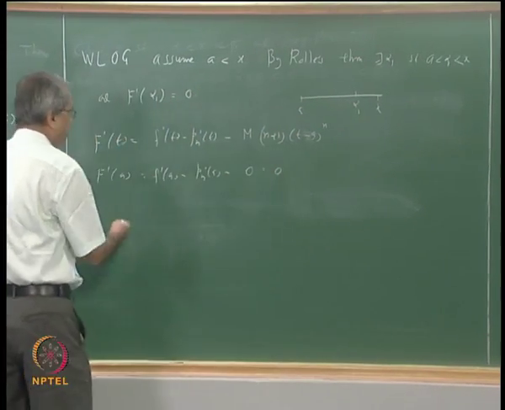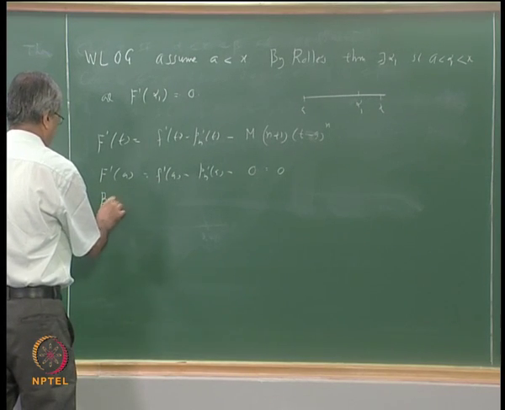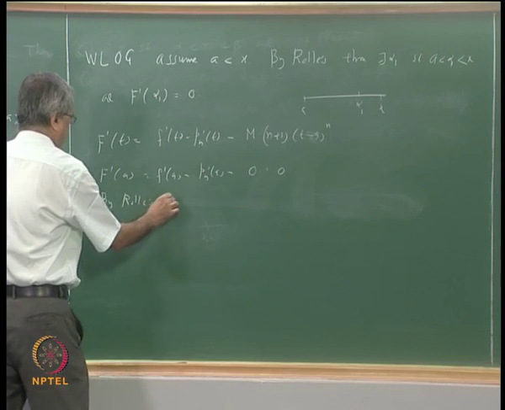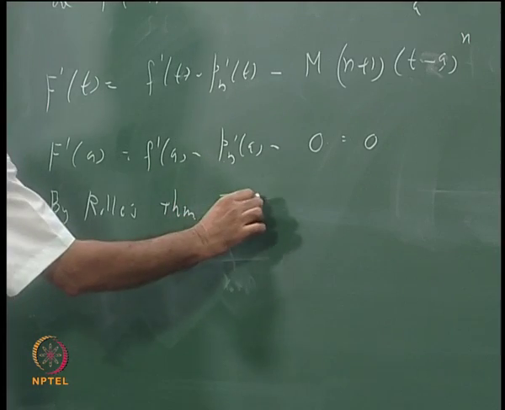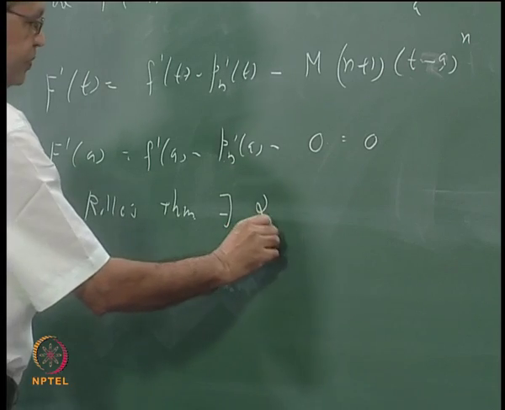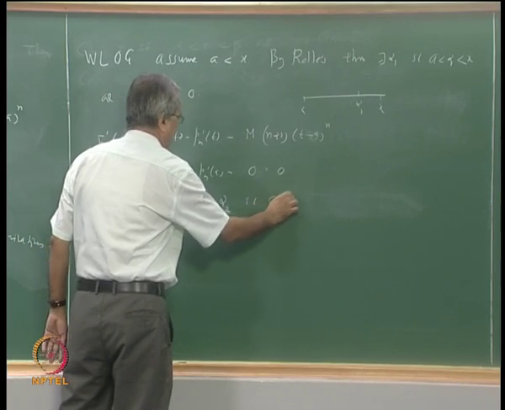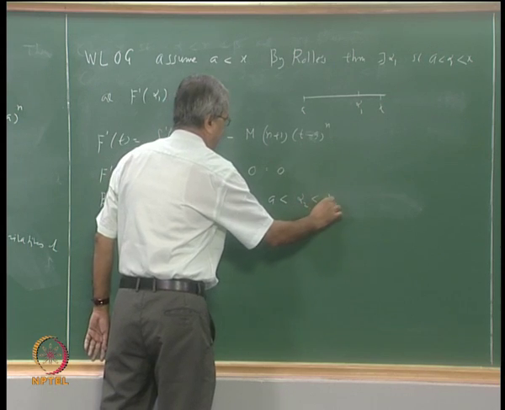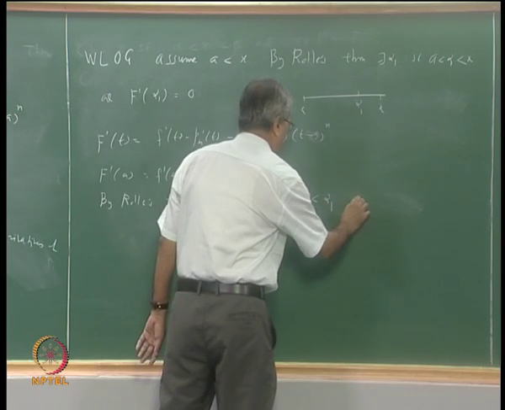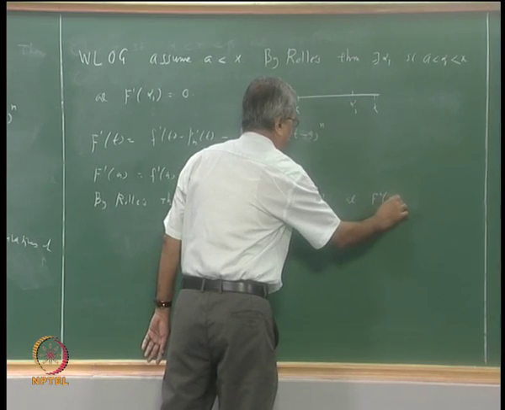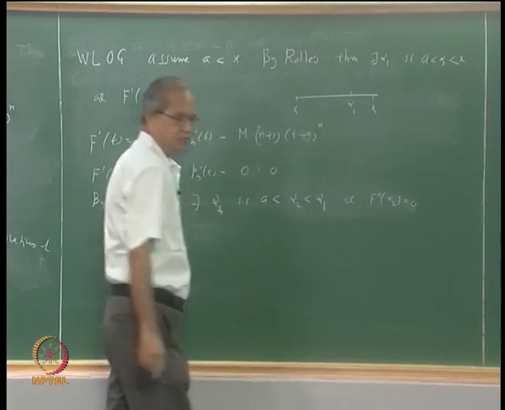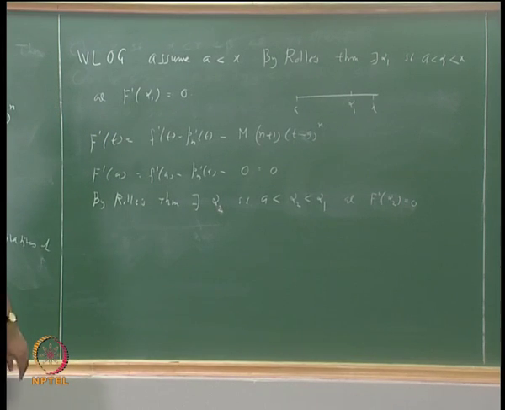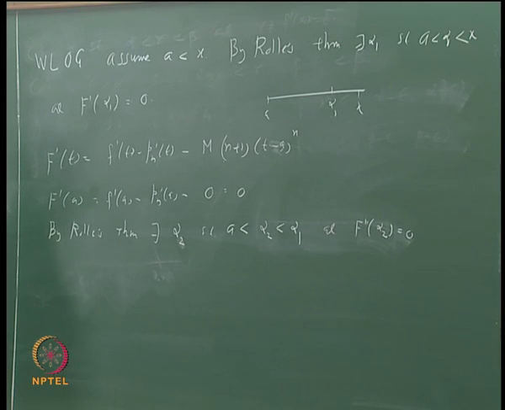So we can say that again by Rolle's theorem, there exists alpha 2 such that a is less than alpha 2 is less than alpha 1, and f double prime at alpha 2 is equal to 0. Now do you get the idea? We will proceed in this way. Differentiate this once again, and you will get the second derivative of t.